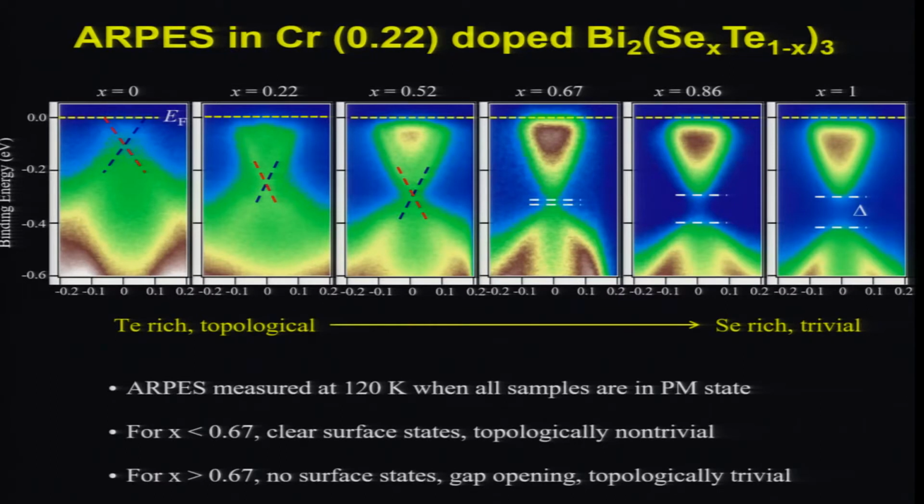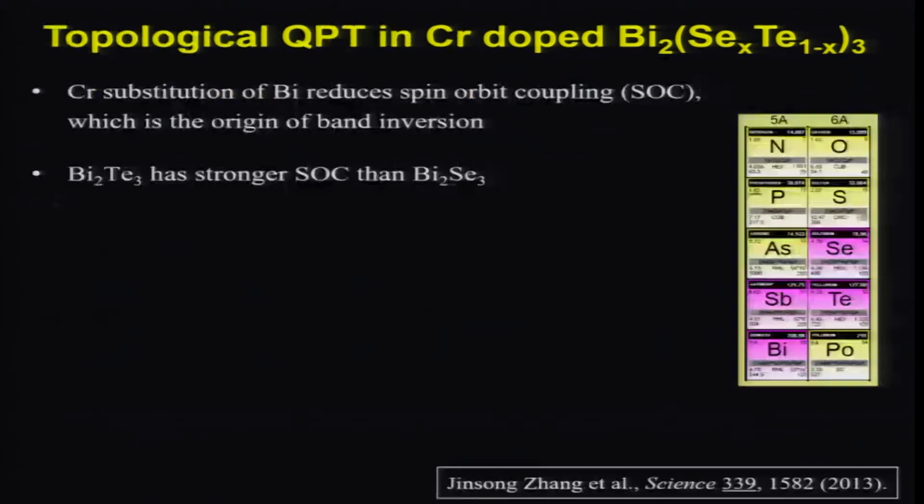We also performed ARPES measurements of the different regimes, and in this topological regime, which is the tellurium-rich regime, we found a very nice surface state, meaning they are still topological with this protected surface state. But in the selenium-rich regime, we found that the surface states are gone, and instead we found an energy gap in the bulk band structure, indicating that this regime might be trivial because now the surface state is destroyed. So here, by doing this ARPES measurement, what we're seeing is a topological phase transition from non-trivial to trivial, driven by selenium doping into tellurium. So we want to understand why.